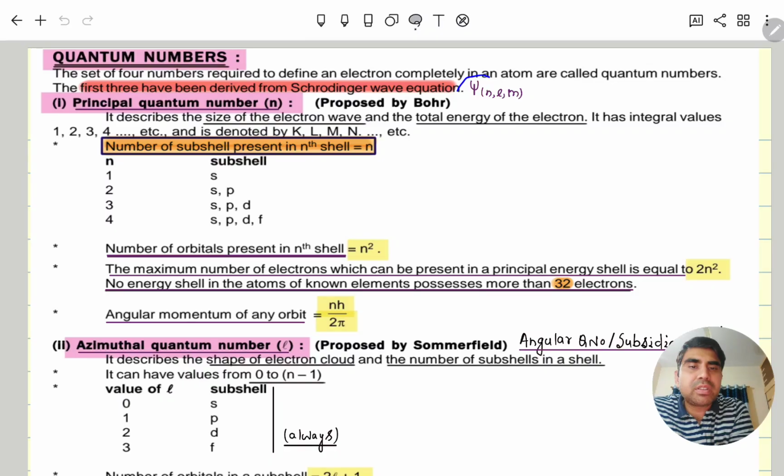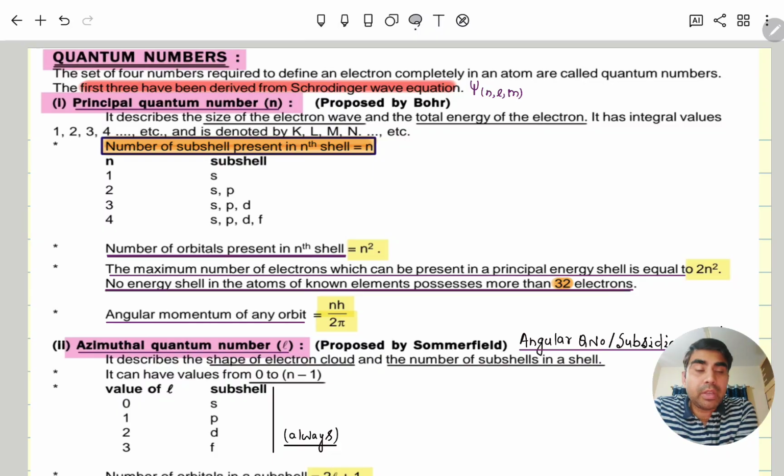We know that the psi function is a function of n, l, m. So the principal quantum number governs all the other remaining three quantum numbers. That's why it is called the principal quantum number. It tells the size of the electron wave, the radius of that Bohr orbit, the velocity of the electron in it, the total energy of the electron in the Bohr orbit, the potential energy, and the kinetic energy.